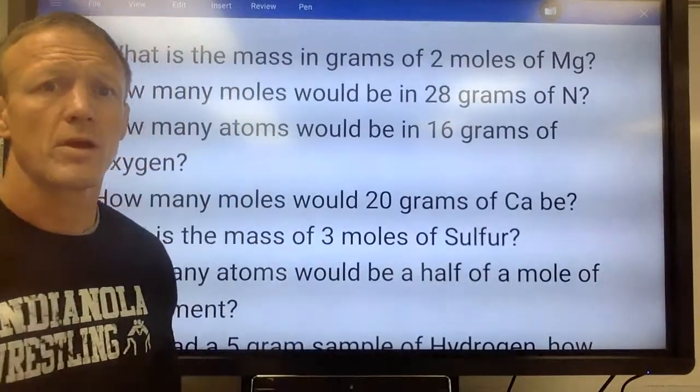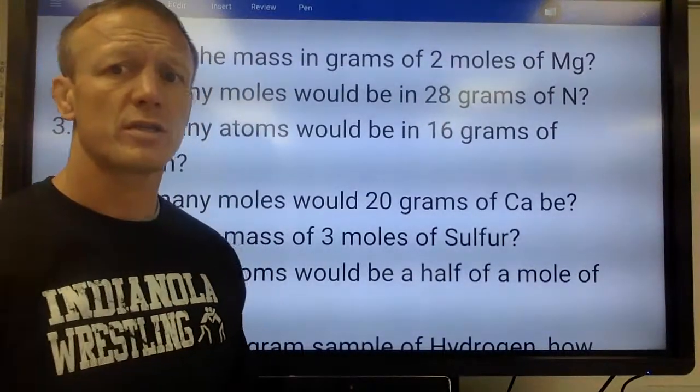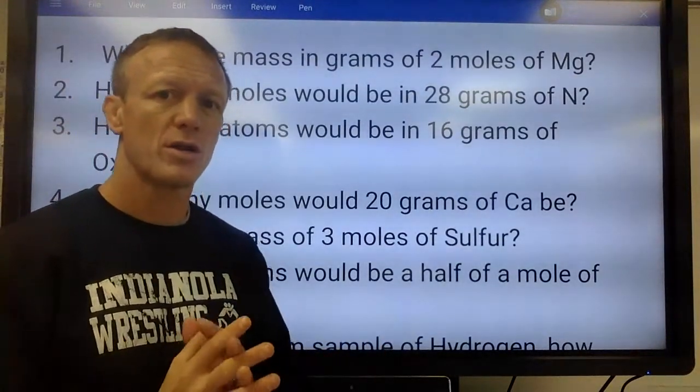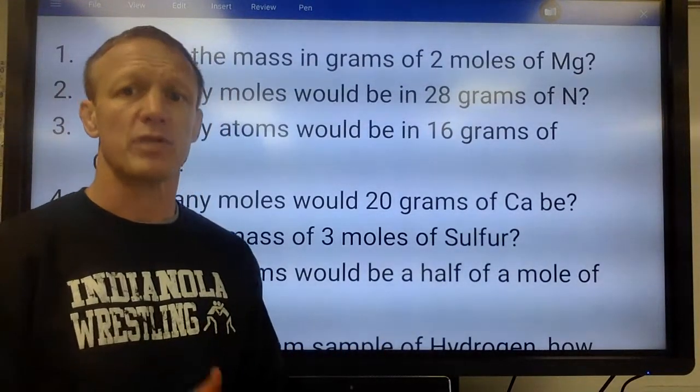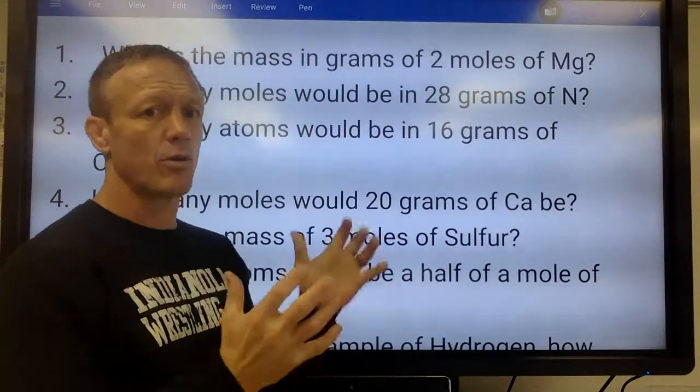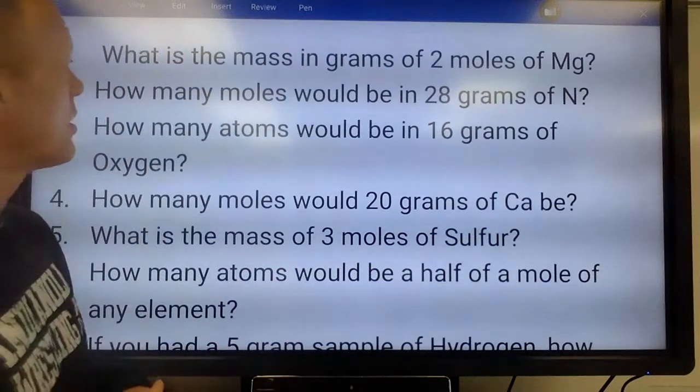All right, so here are some questions. These I would call non-calculator questions. A lot of times we have to figure things out with a calculator. These would be ones we could figure out without a calculator, but we do need a periodic table in front of us. So you probably want a periodic table in front of you to do this. I can't pull both those up at the same time on my screen.